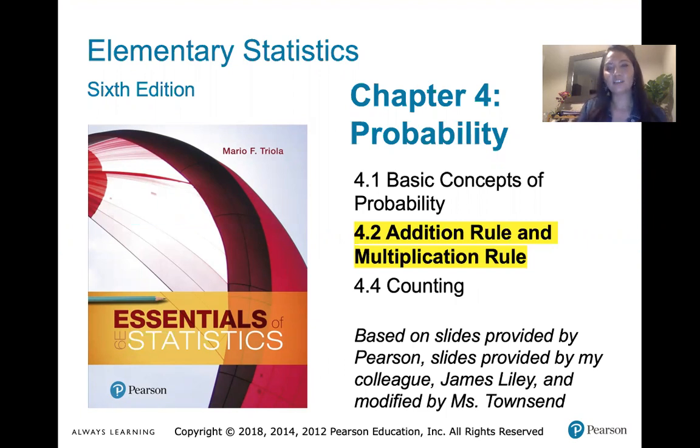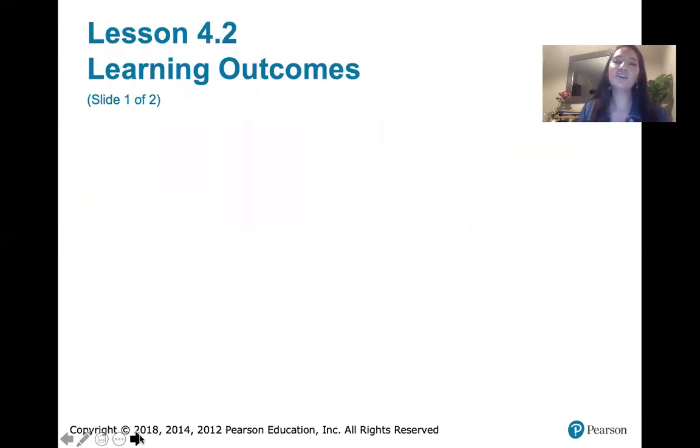We're just covering these 3 sections. There are a number of other sections in chapter 4 as well, but due to time constraints, we're just covering 4.1, 4.2, and 4.4. This is from chapter 4 of Essentials of Statistics, 6th edition by Mario Triola. So here are our learning outcomes.